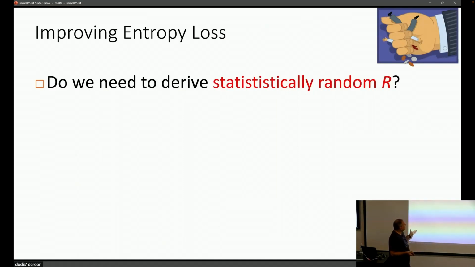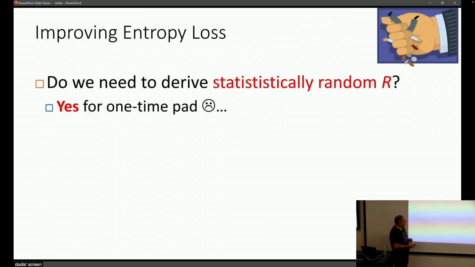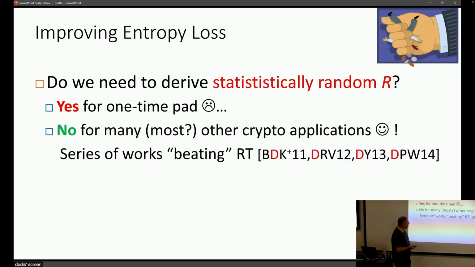So how can we do it? The question you're asking is, do we really need statistically random keys to derive statistically secure keys? For some applications, the answer is yes. If you think about the one-time pad, it's basically equivalent, and there is not much you can do. Somewhat surprisingly, in this line of work, including this New Yorker reference with a funny title, we show that we can beat RT bounds if we focus on extraction for cryptographic applications.